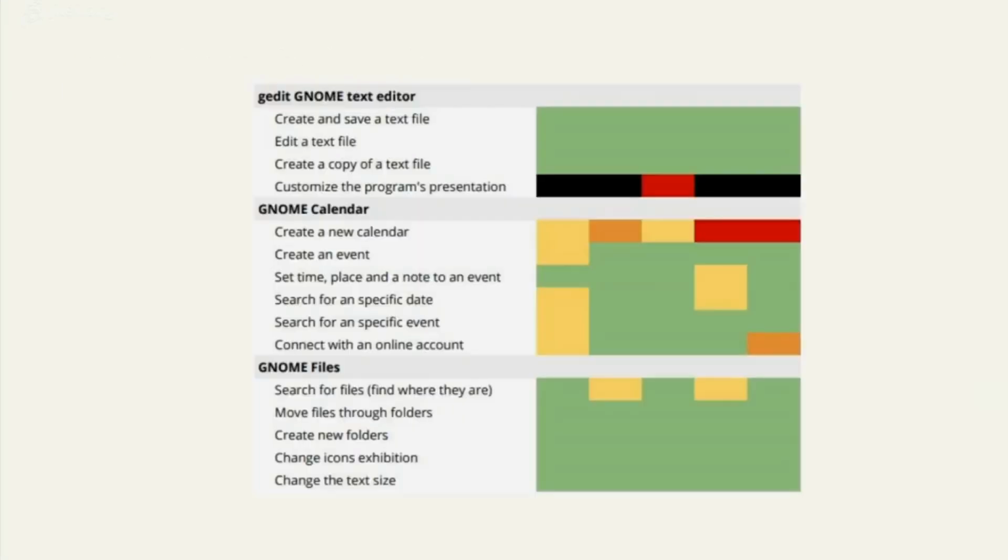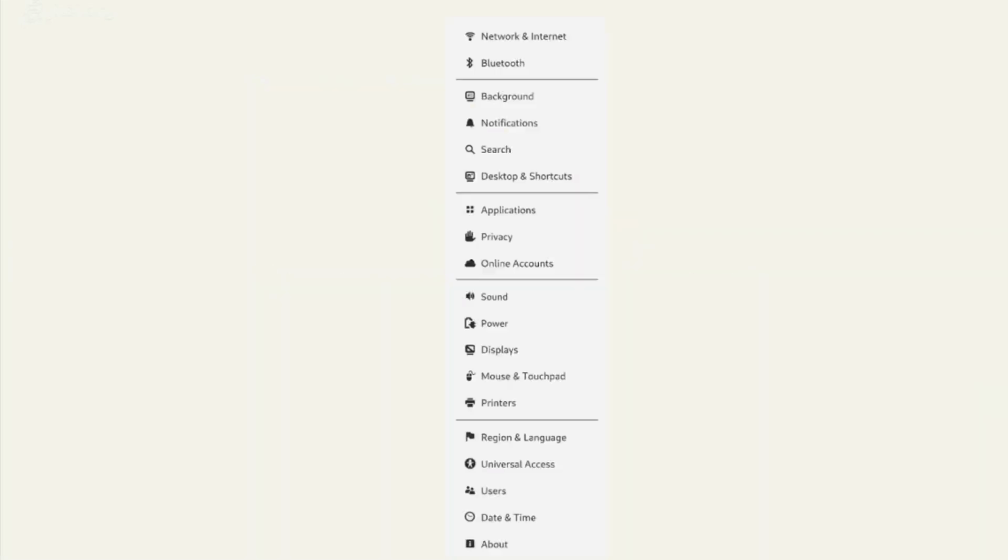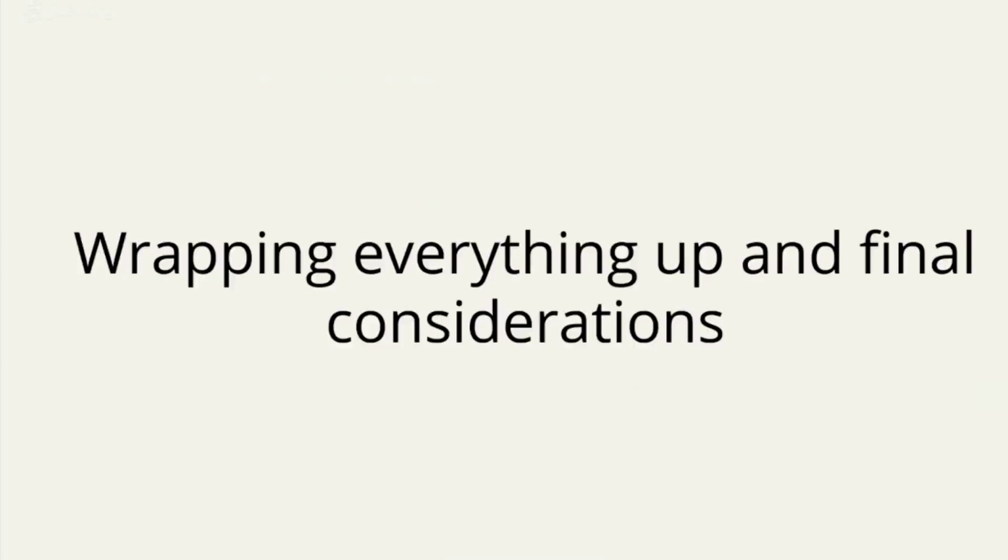This is another way of summarizing the results. Each square here means a user, and the green means that the user could do the task, and the black that the user couldn't do the task at all. I'll skip this part. If anyone wants to know more about it, just email me and I can share more results.